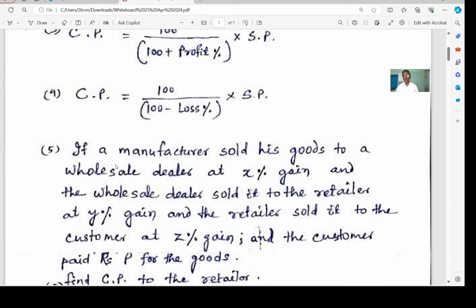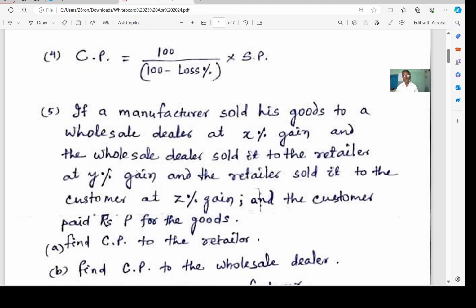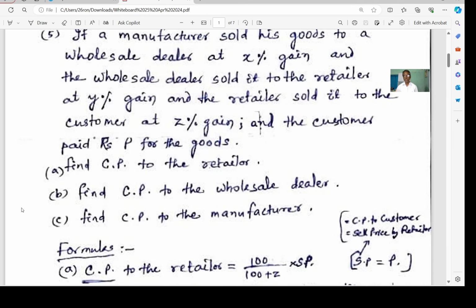Fifth, if a manufacturer sold his goods to a wholesale dealer at X% gain, and the wholesale dealer sold it to the retailer at Y% gain, and the retailer sold it to the customer at Z% gain, and the customer paid rupees P for the goods, then find cost price to the retailer, find cost price to the wholesale dealer, find cost price to the manufacturer.